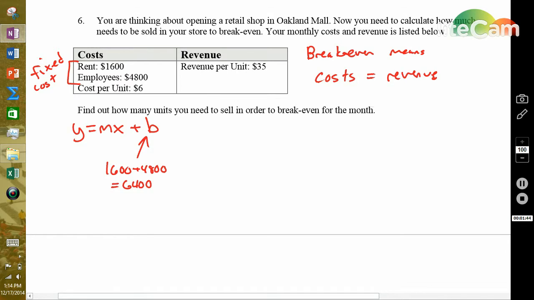Now, your variable cost is your cost per unit, $6. That cost changes depending on how many units you actually make. So that becomes what's known as your slope, or your rate of change. So your m is your $6 per unit. So your first equation is y equals 6x plus 6,400. This is your cost equation.